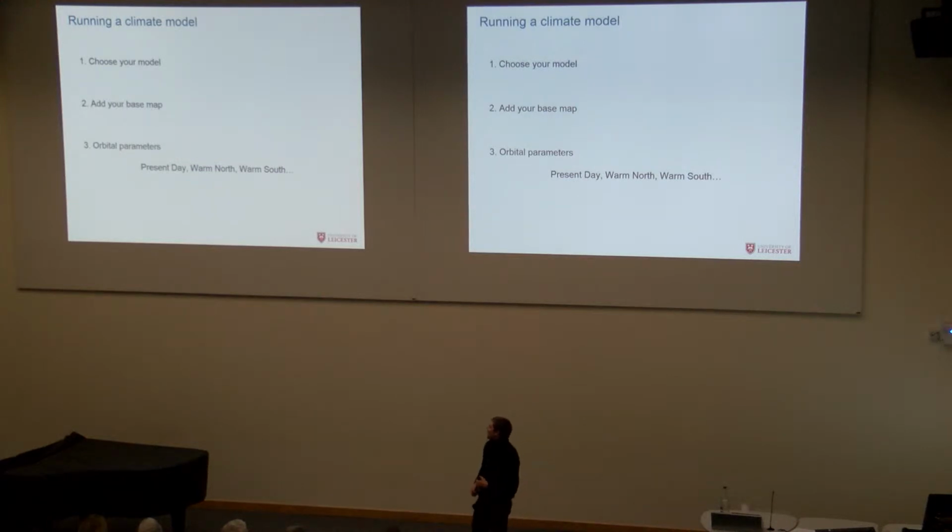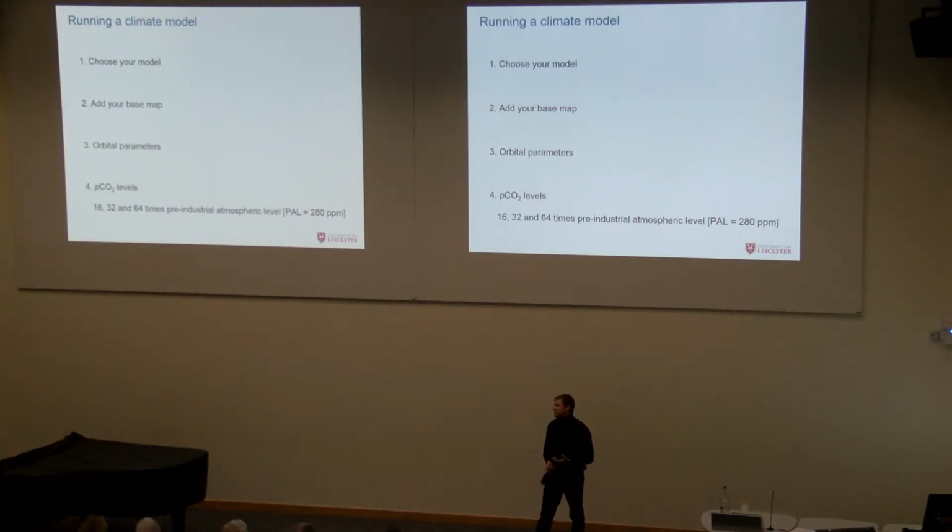We then need to specify some orbital parameters. Since we really don't know what these are in the Cambrian period, we investigated a range from present-day conditions, also orbital conditions that would give a warm northern hemisphere or a warm southern hemisphere, and a few others as well.